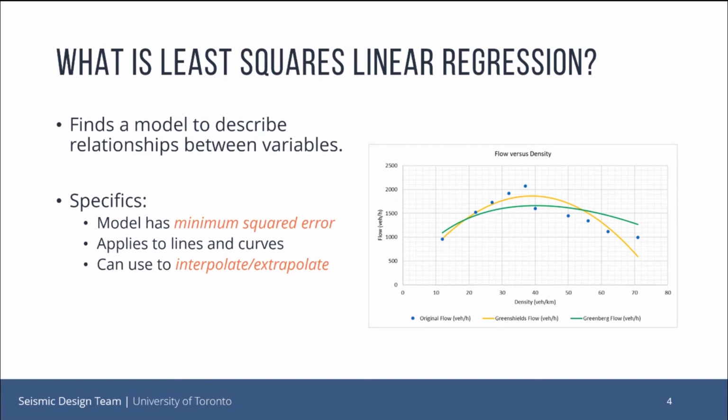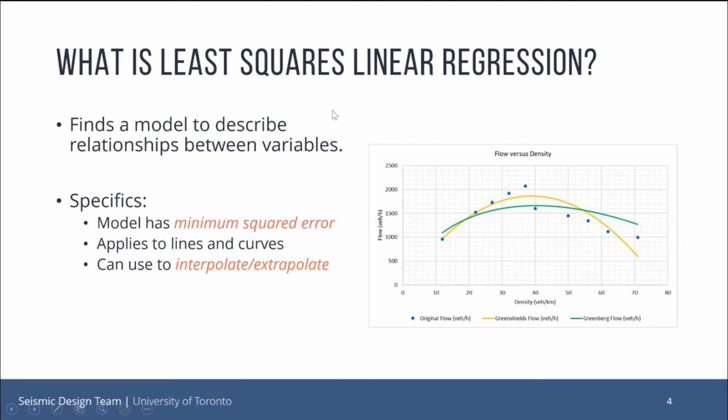And what do I mean by best fit? I mean that this model minimizes the squared error between what value the model predicts and what value we have as the data source. And the squares portion of least squares linear regression comes from precisely this.